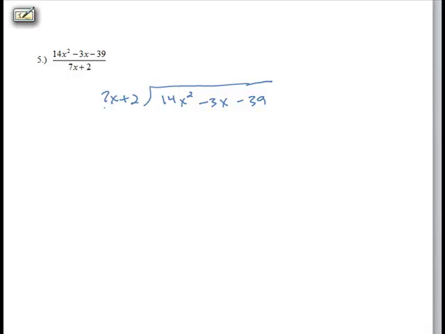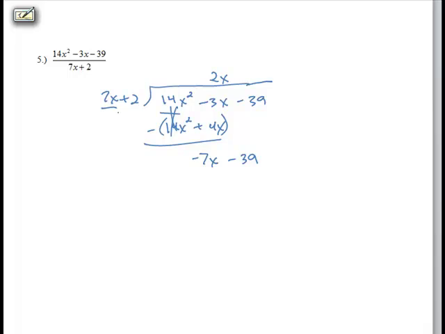Go ahead and divide and determine what you have to multiply 7x by to get 14x squared. We have to multiply it by 2x, so that goes above the negative 3x. Multiply it by the 7x plus 2. It gives us 14x squared plus 4x. And subtract. The first columns cancel out, leaving us negative 3x minus 4x, or negative 7x. Bring down the negative 39 and do it again.